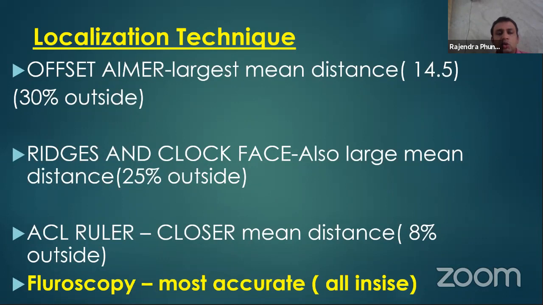distance. Those who used ridges and clock face had 25% outside, and the ACL ruler had almost 8% outside, which was a closer mean distance. And fluoroscopy was most accurate, and they were all inside. Sorry for the spelling mistake.